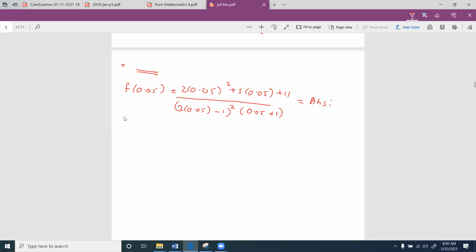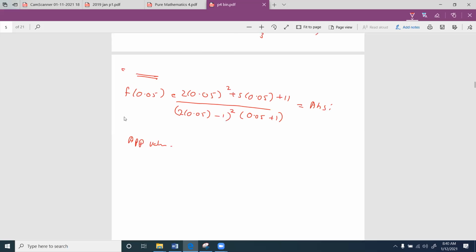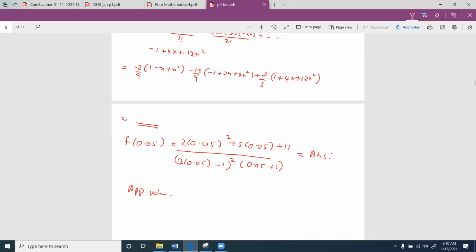Then the approximated value is, you can substitute into this. After simplifying, you can get 1 minus 0.05 plus 0.05 squared minus 13 over 9, because it's a simplified version, nothing to worry about, you can get them straightforwardly, 2 times of 0.05 plus 4 times of 0.05 squared plus 8 over 3, like the same thing you can substitute. Then you get the approximated value.